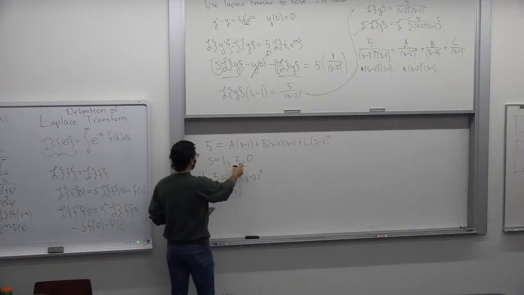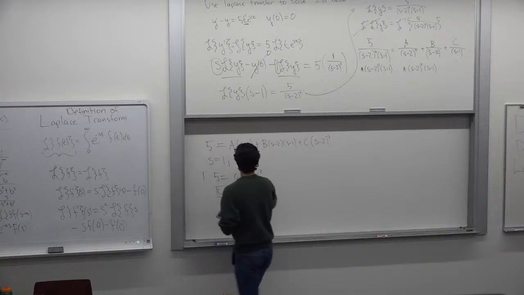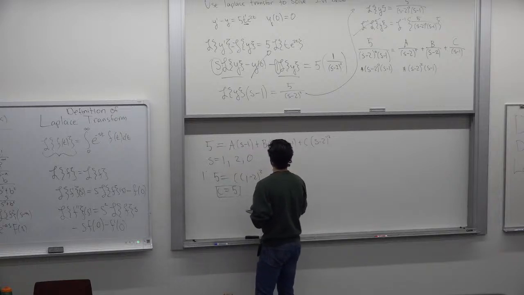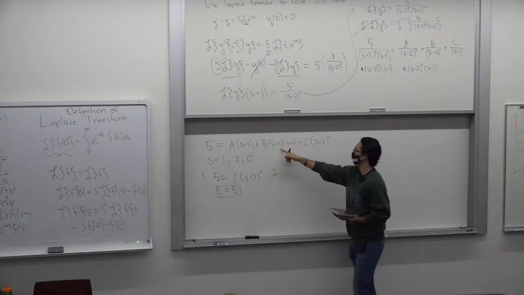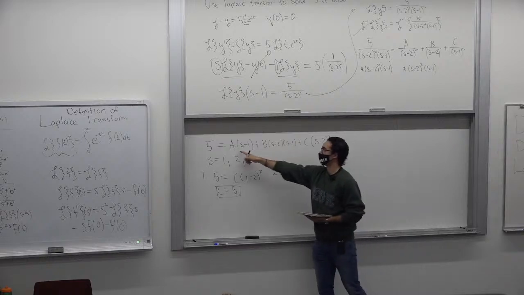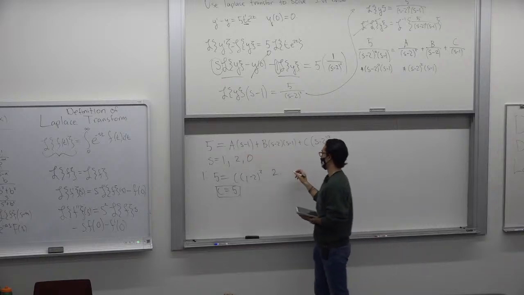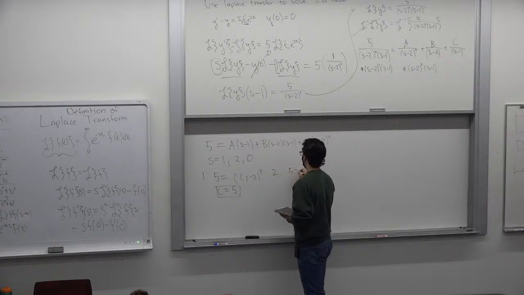Then s equals 2. This term is 0, this term is 0. We have A times 2 minus 1 equals 5. So A also equals 5.